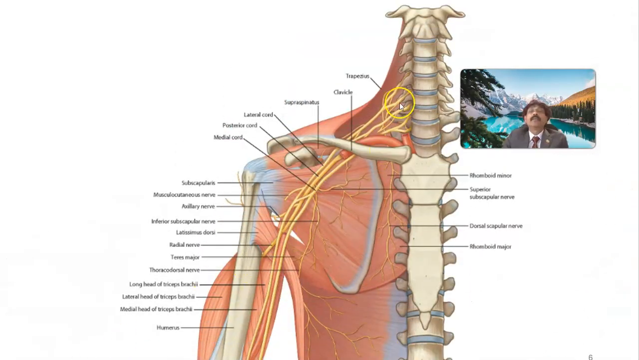So here the roots are coming from C5, C6, C7, C8, T1. We have two terms. One is prefixed, when C4 has contribution. We call it postfixed when T2 has contribution to the brachial plexus. These roots are coming out in the posterior triangle between the scalene anterior and scalene posterior muscle. Then it goes through the axillary opening from just behind the clavicle. It goes out to the axilla.